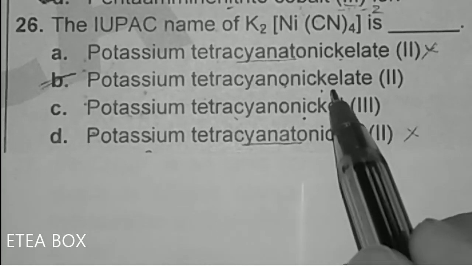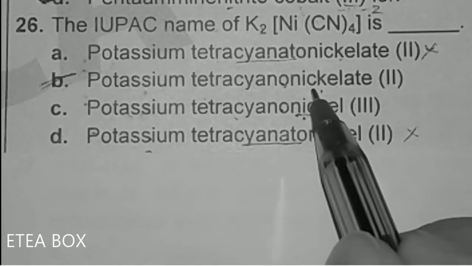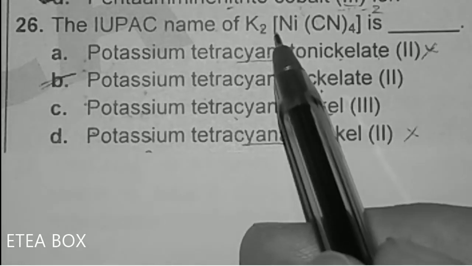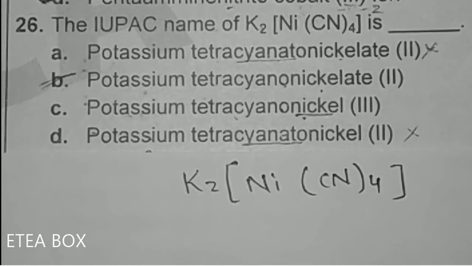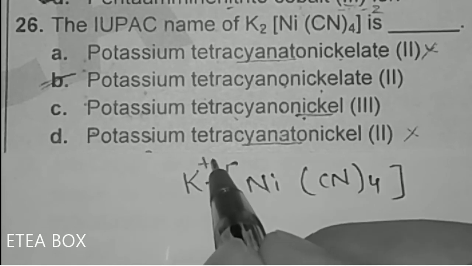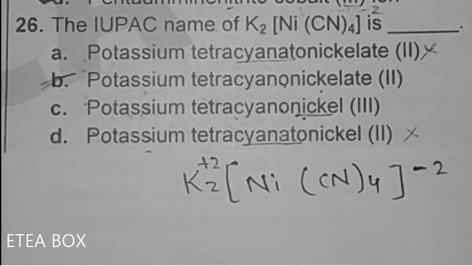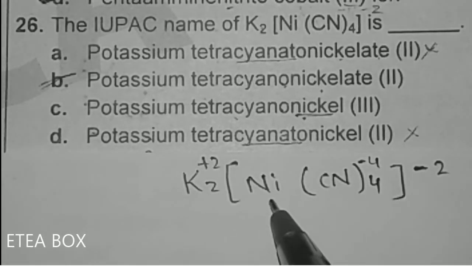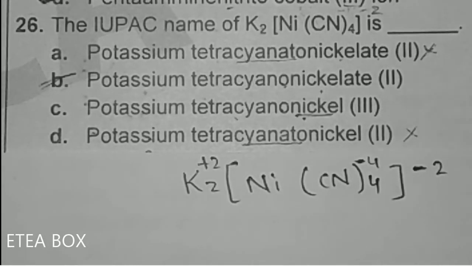Now look here, this one is nickel and this one is nickelate 2 and 3. So let's find the oxidation state of nickel. Here K2 is plus 2, and this one will be minus 2, and here we know that cyano is minus 1, so it will give minus 4. Now simply find the oxidation state of nickel. Simply make this one plus 4, and minus 2, so it will give plus 2 oxidation state.